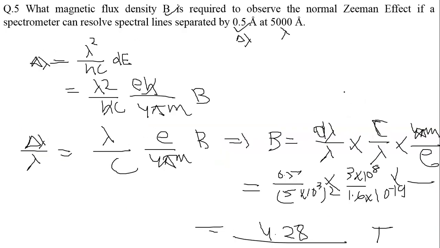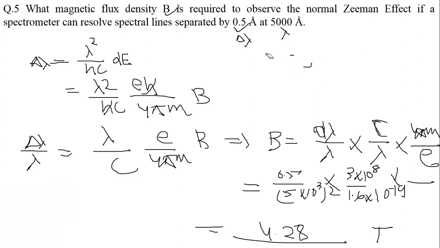In this case the magnetic field is of the order of a Tesla, but in the previous case the magnetic field was 0.009 Tesla, and here the magnetic field is 4.28 Tesla. So the spectral separation is 0.5 Angstrom, which is much larger than the previous case, where it was 10 to the power minus 3 Angstrom. So in order to get more splitting, we need to apply a stronger magnetic field.